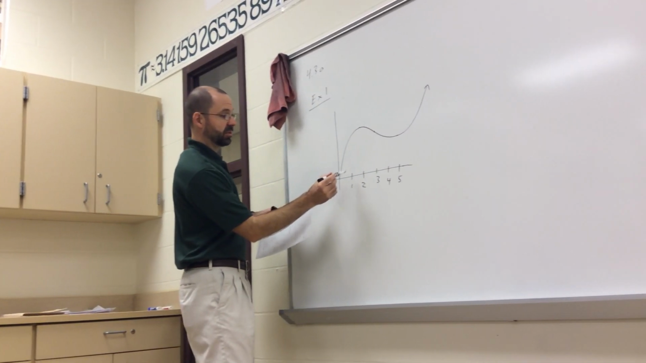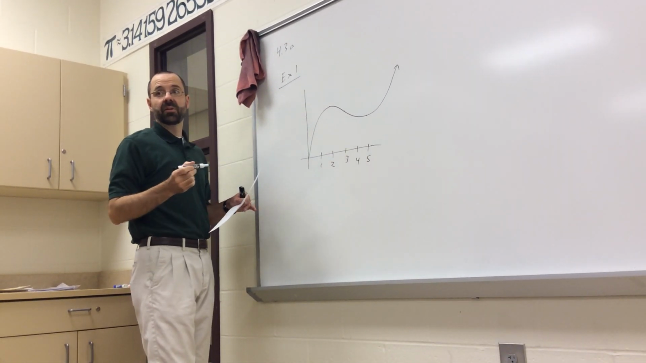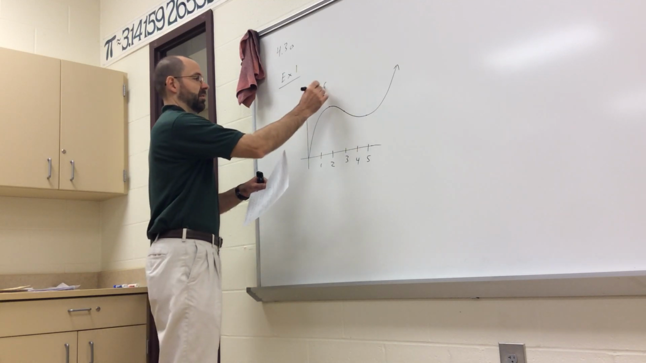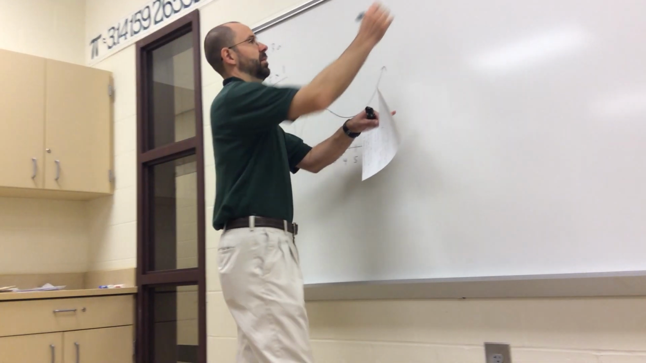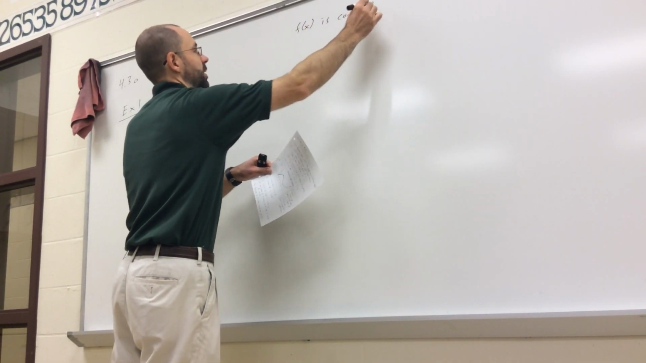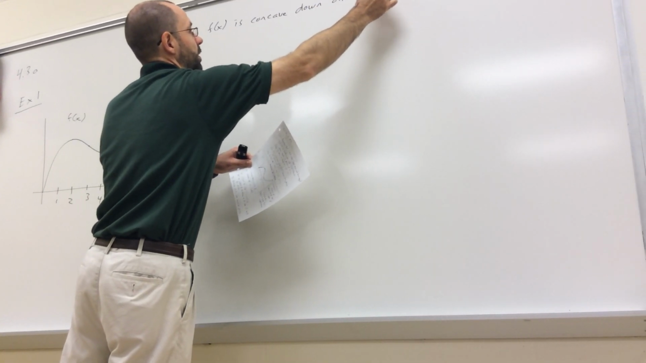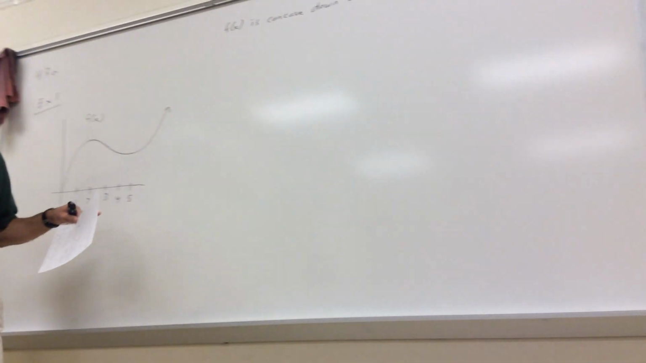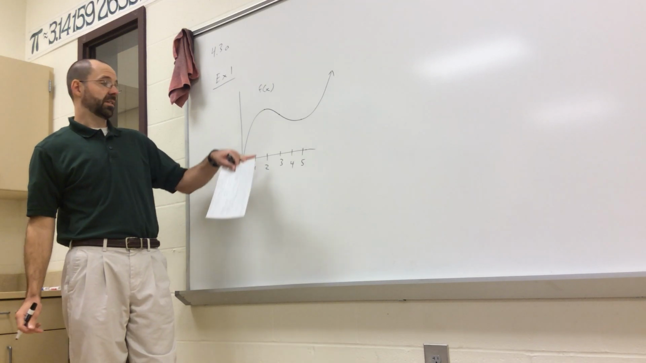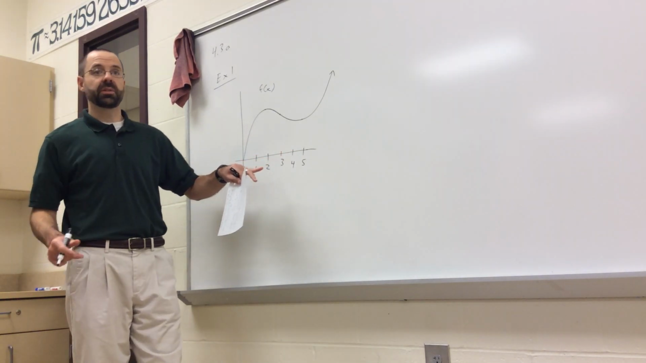So from 0 to 3, the graph here is cupped down. So that's called concave down. So this is f of x. So f of x is concave down on (0, 3). And then it's cupped up from 3 to infinity. So it's concave up from 3 to infinity.